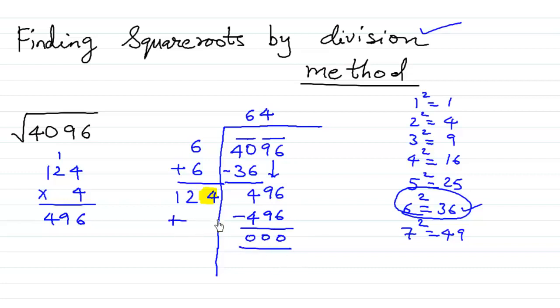And over there, we'll add a 4. So 4 plus 4 is 8. 2 and 1 brought down as there. So the answer to this is, the square root of 4096 is this number, 64. So this particular method is called the division method.